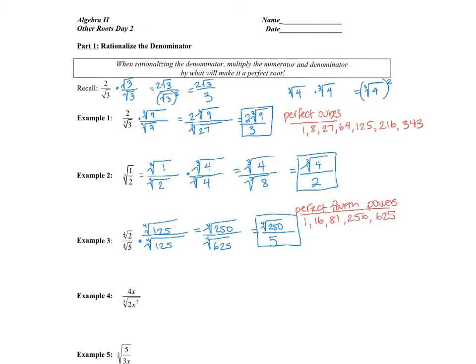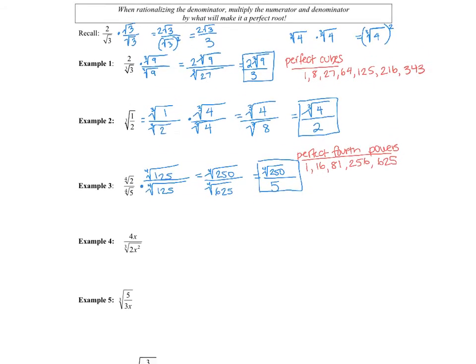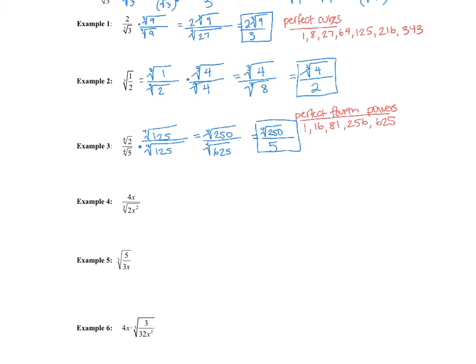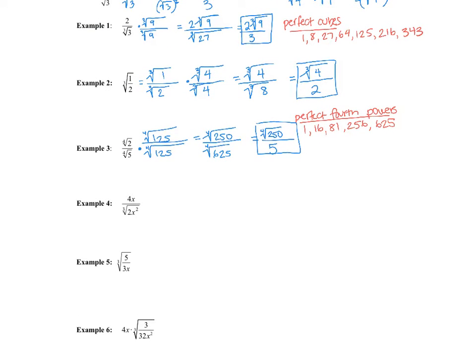It's a little bit different because we're dealing with variables. The first few examples dealt with just numbers. So if we take a look at example 4, we have the cube root of 2x squared. We know that 2 is not a perfect cube, and we know that x squared is not a perfect cube because the exponent needs to be a multiple of 3. If we had x to the third power, the sixth power, the ninth power, etc. So we want to think of the number first. 2 times something is going to give me a perfect cube. If we look at our perfect cube list, 8 is going to be a nice number for us to work with.